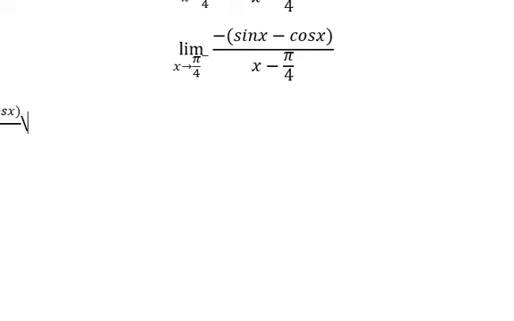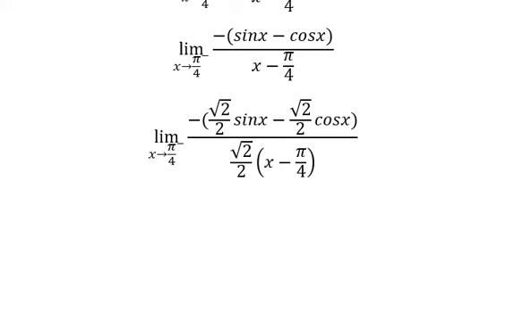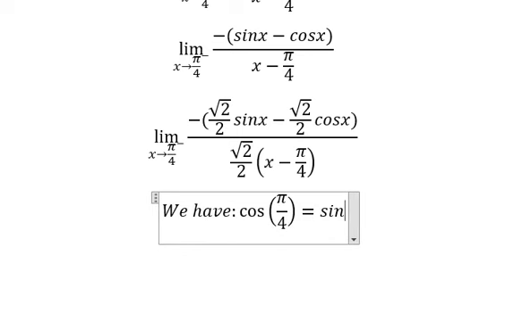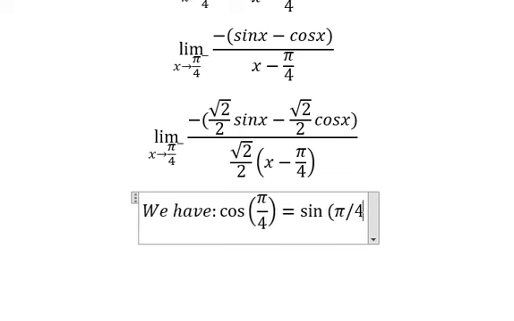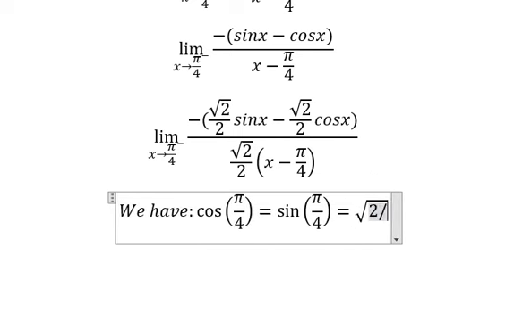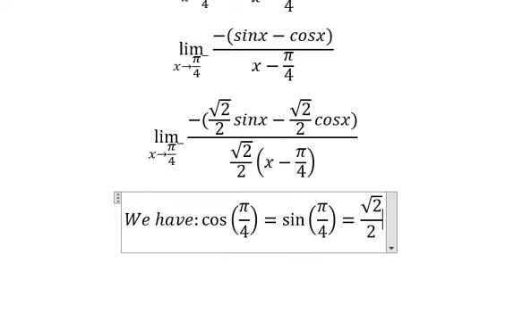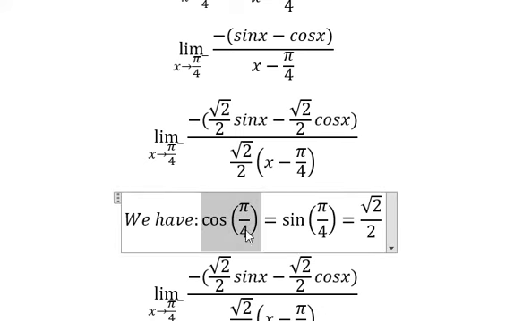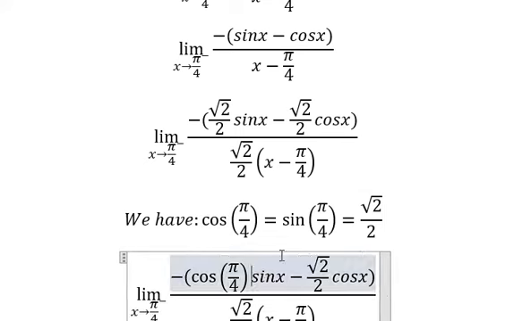Next, we have cosine of pi over 4 equals sin pi over 4 equals the square root of number 2 over 2. So I will put this one to replace this one and this one to replace this one.